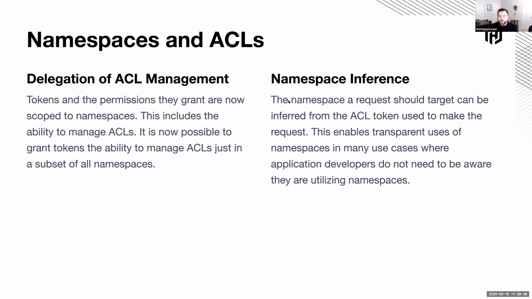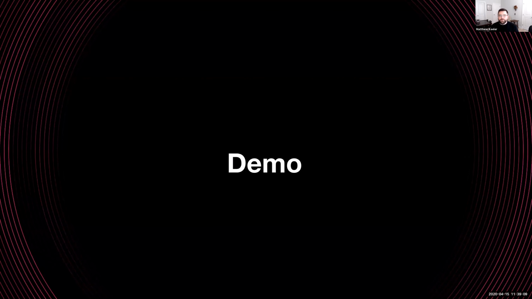The second cool feature is the ability to infer a namespace for a request from the ACL token being used. What normally happens is when you make a request in a Consul cluster when ACLs are not enabled, it will just default to the default namespace. But when you have ACLs enabled, it will default the namespace to the token's namespace. To show you some of these features, we're going to go to another demo.